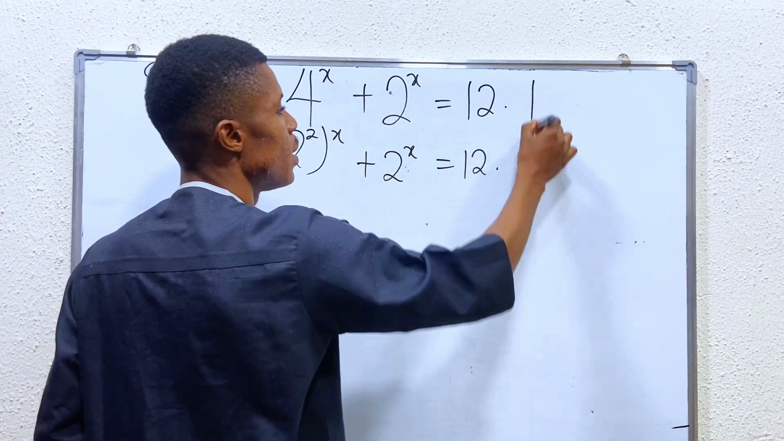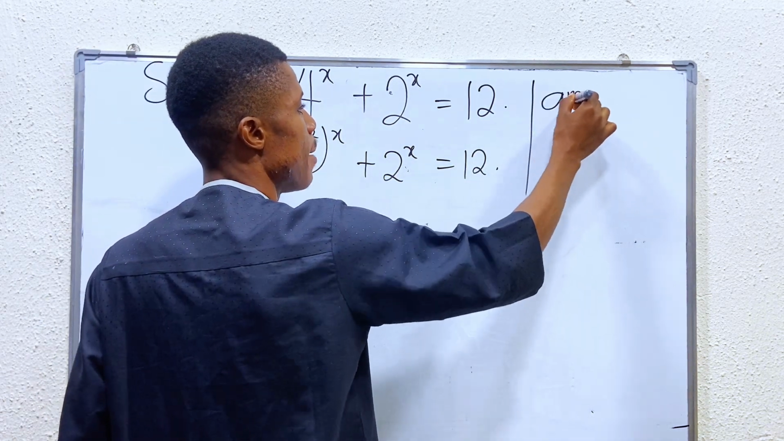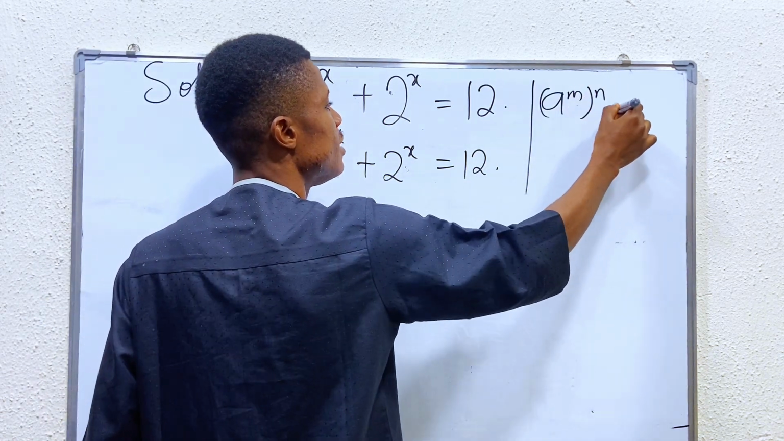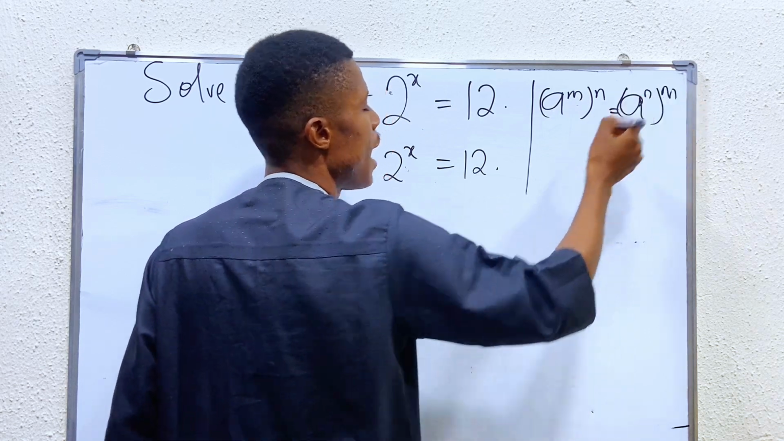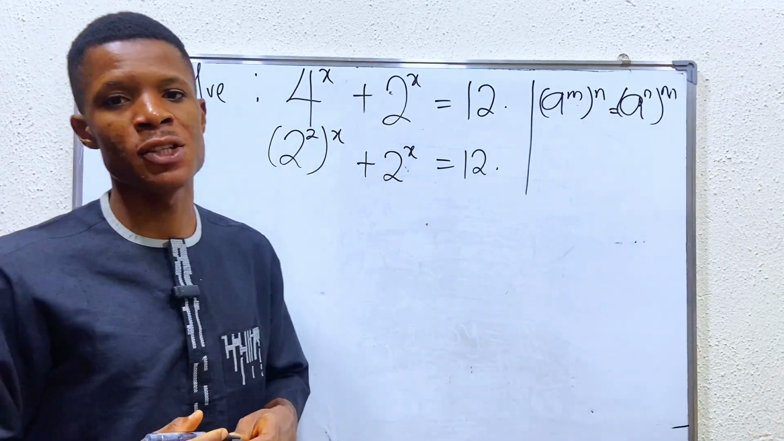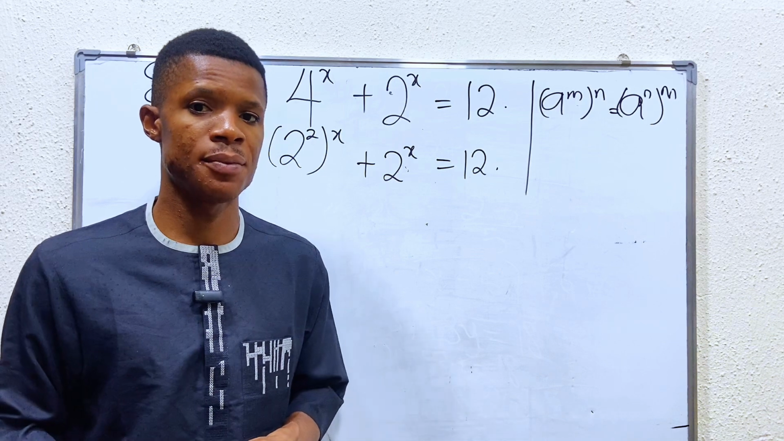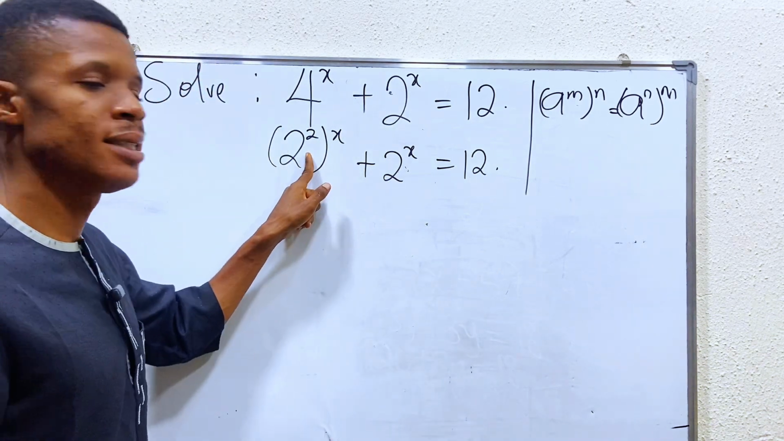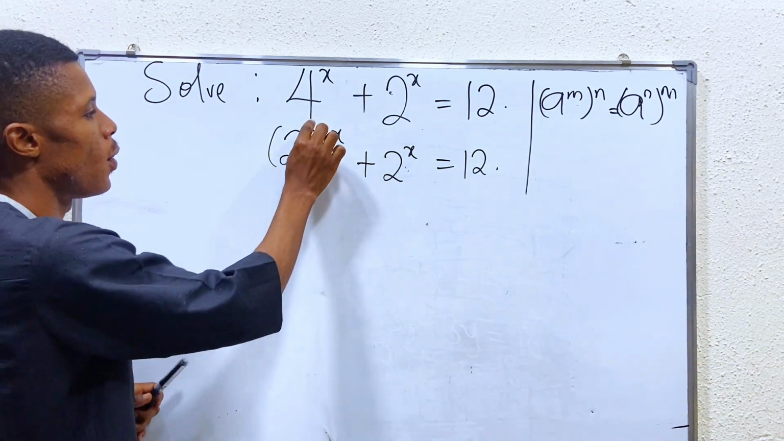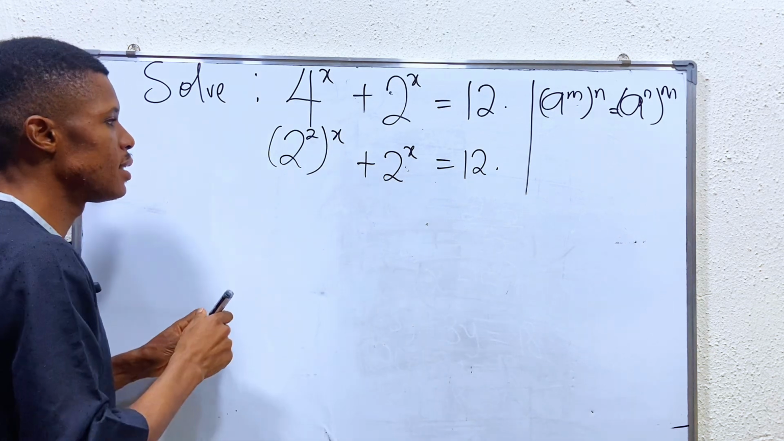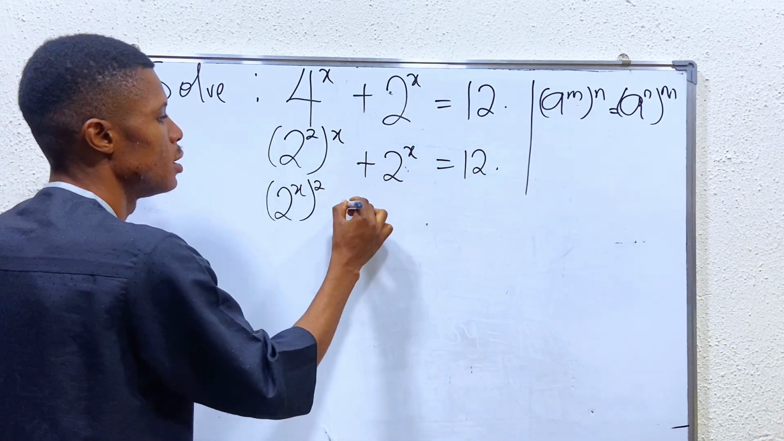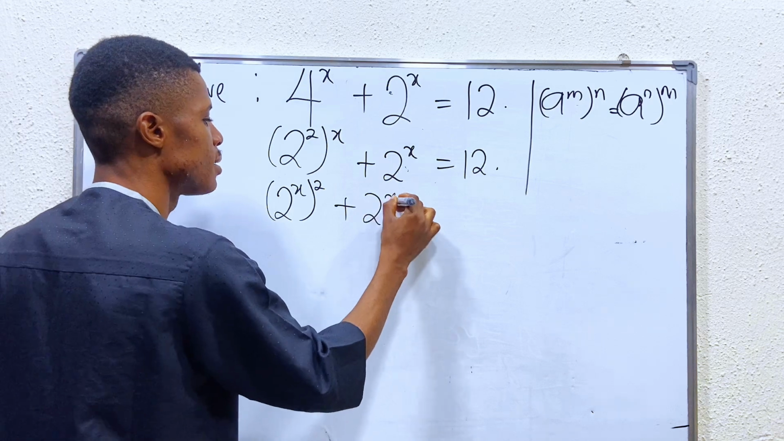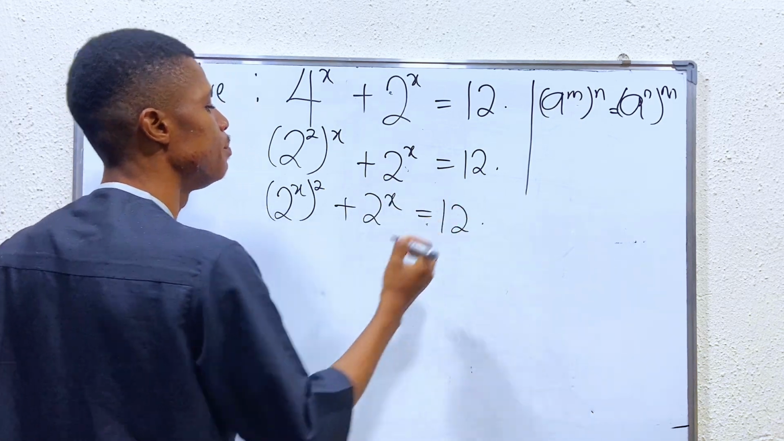You recall that when you have a to the power of m raised to power n is the same thing as a to the power of n raised to the power of m because multiplication is commutative. So we are going to apply it here. So instead of writing 2 power 2, we'll write it to be 2 power x raised to power 2, then plus 2 power x is equal to 12, right?